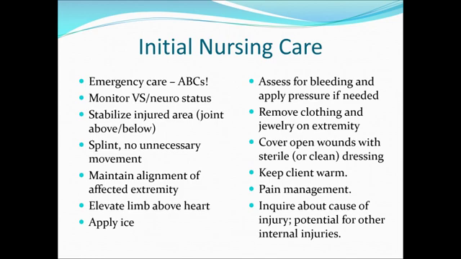You want to splint that limb, no unnecessary movement. You want to splint it so it is staying stationary and maintain alignment of that affected extremity. If you are able to elevate the limb above the heart, that's great. If you're talking a hip fracture and they fell and there could potentially be a spinal injury, obviously we're not doing that. Apply ice as able to help with pain management, but also reduce the swelling. You're going to assess for bleeding. If there is bleeding, we're going to apply pressure as needed.